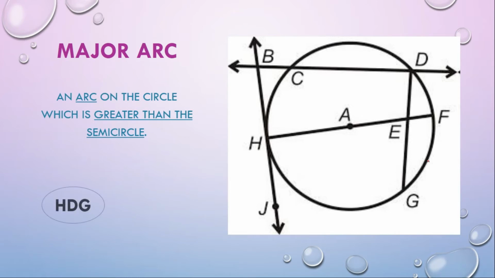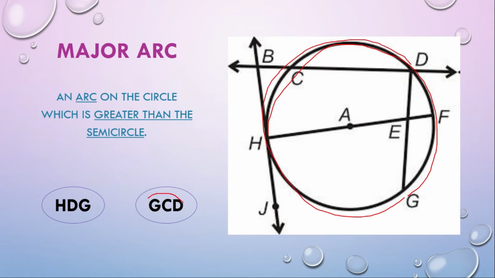is greater than the semicircle. So, HDG. It can also be GCD. There should be an arc symbol here. And it can also be FHC. So these are examples of major arc.